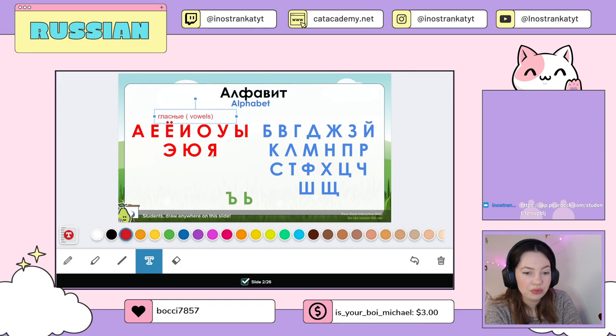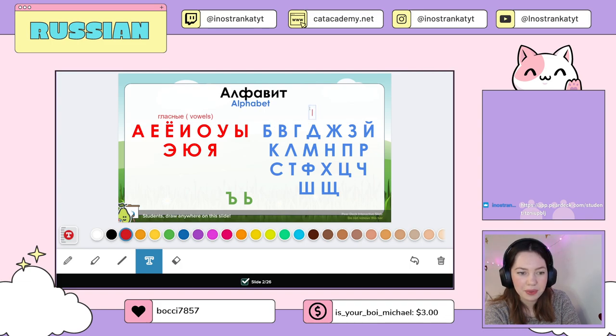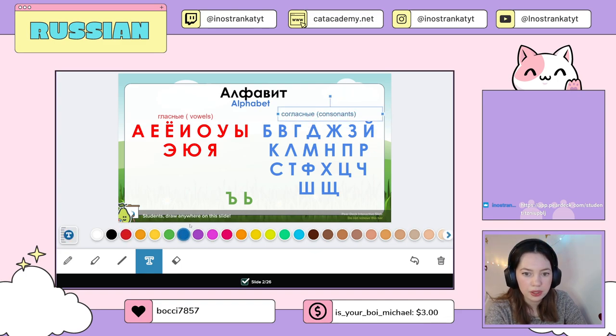So the other big part is the opposite of vowels. They are согласные, they are consonants. Okay, consonants. I'll make this color blue.